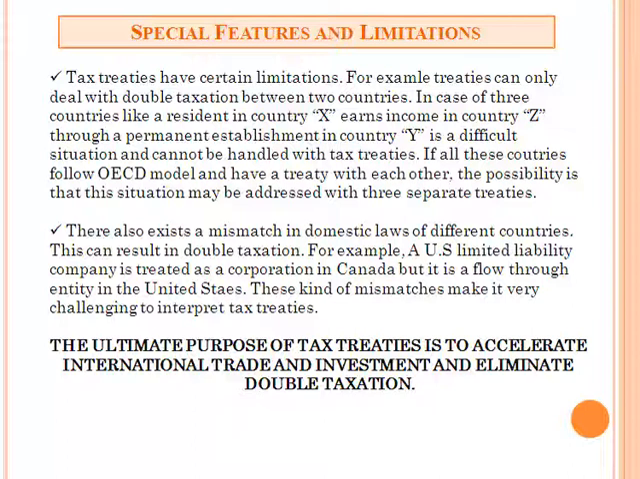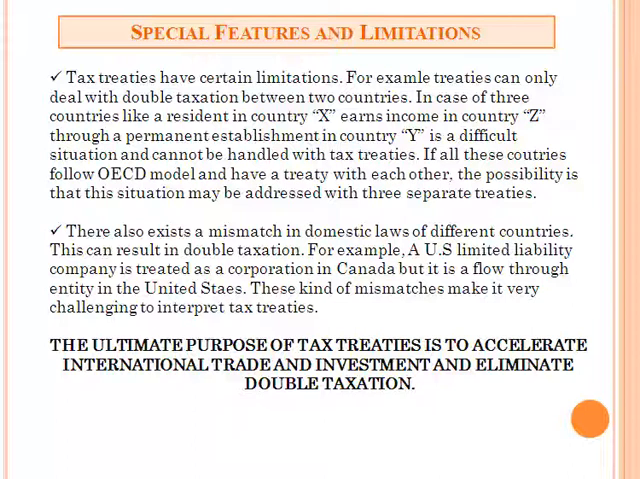Tax treaties have certain limitations. For example, treaties can only deal with double taxation between two countries. In case of three countries, like a resident in country X earns income in country Z through a permanent establishment in country Y, it is a difficult situation and cannot be handled with tax treaties. If all three countries follow OECD model and have a treaty with each other, the possibility is that this situation may be addressed with three separate treaties.